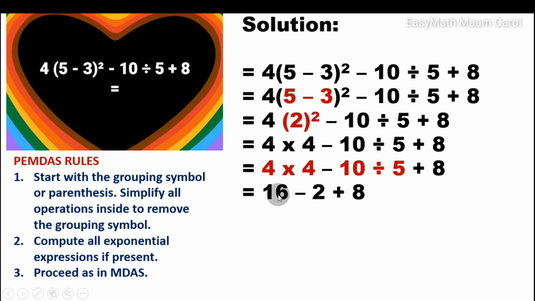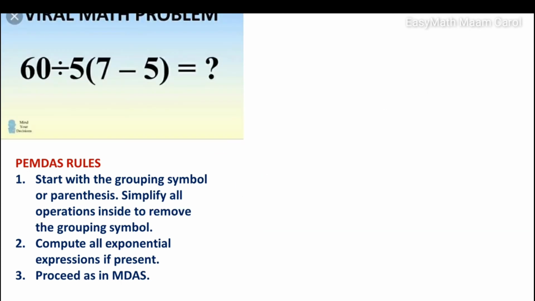So it's 16 minus 2 plus 8. So let's do this mentally. 16 minus 2 is 14. 14 plus 8 is 22. So, our final answer is 22. So, therefore, for the problem 4 times the quantity 5 minus 3 squared minus 10 divided by 5 plus 8, the final answer is 22.